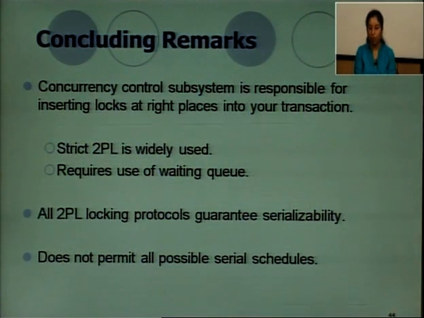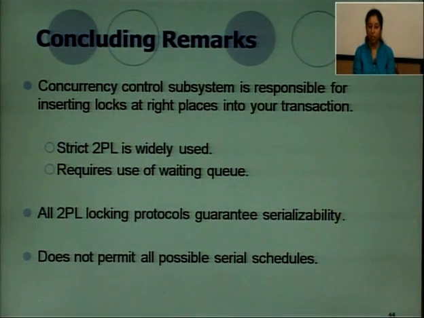Now, the concluding remarks on locking protocols: the concurrency control subsystem is responsible for inserting locks at the right places in your transactions. Strict two-phase locking is widely used and requires a waiting queue. The two-phase locking protocol guarantees serializability, but it does not permit all possible serializable schedules.